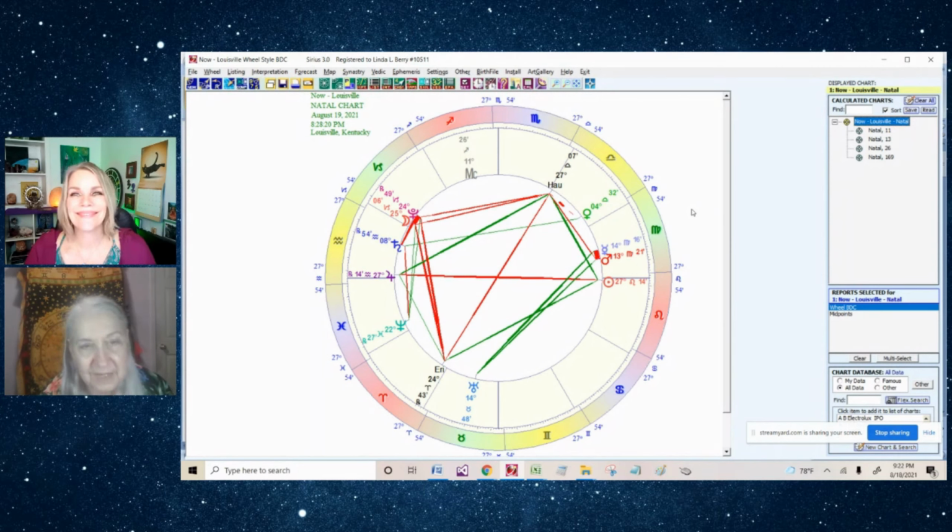Now, this is the chart for when the Sun opposes Jupiter. This is Wednesday, the 18th of August. Is that right, Starlene? Yes, it is right. And tomorrow evening, the Sun and Jupiter are going to be exactly opposite each other.